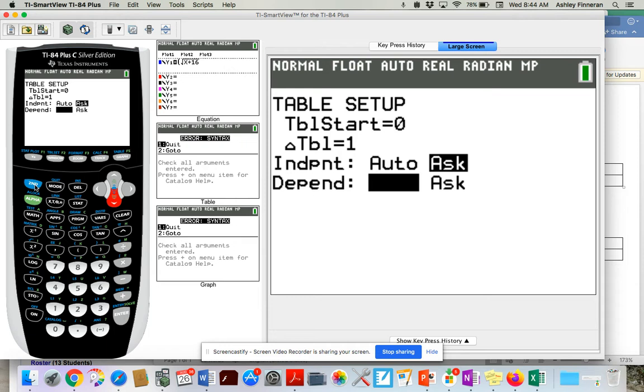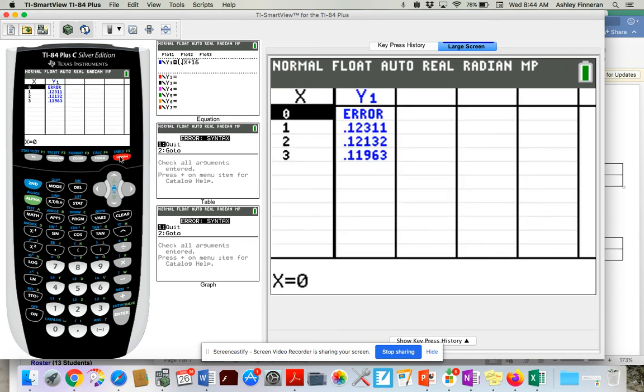Again, to get to this menu, you have to press the second button in Window, which if you see above it in blue says Table Setup. And what that allows is when you go to your table, you can type in numbers rather than having it already filled in for you.